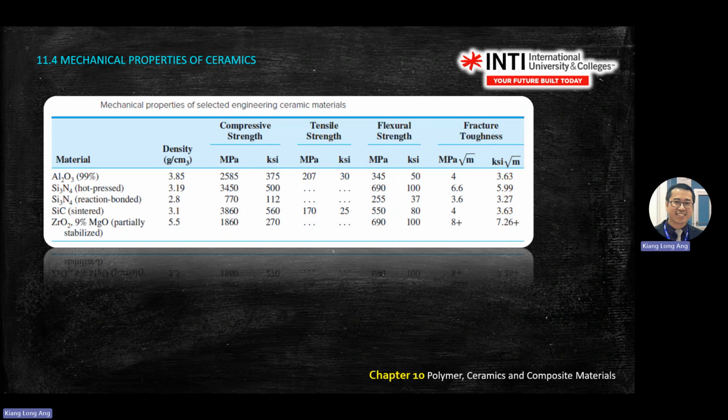Okay, so this is another table. They will tell you the material properties, compressive strength. In the ceramic material table, you won't see tensile strength. They are not good when you pull. Ceramic is not good when you pull, but ceramic is good when you compact it.